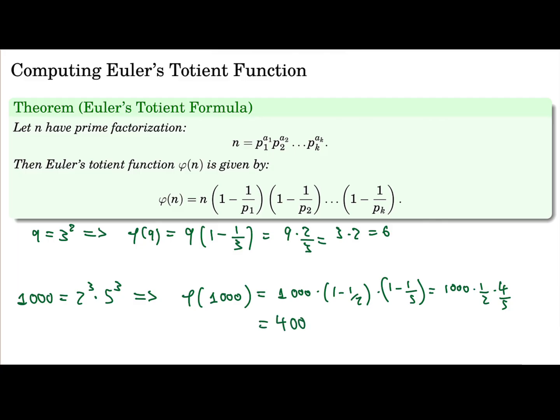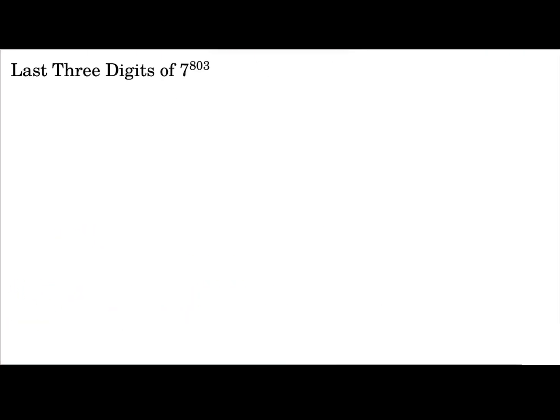And let's see an example that actually will use this. So let's say that you want to find what are the last 3 digits, of course when you write this in base 10, of 7 to the power of 803. So that's a huge number. And of course, one could try to compute it and look at the last 3 digits. But we're going to show how we can use Euler's theorem to compute this much more efficiently.